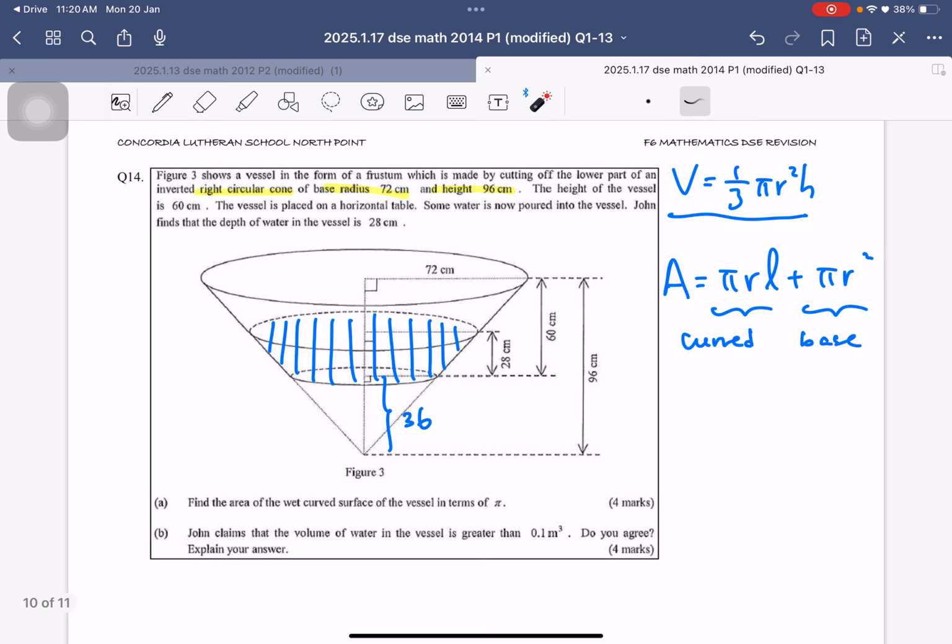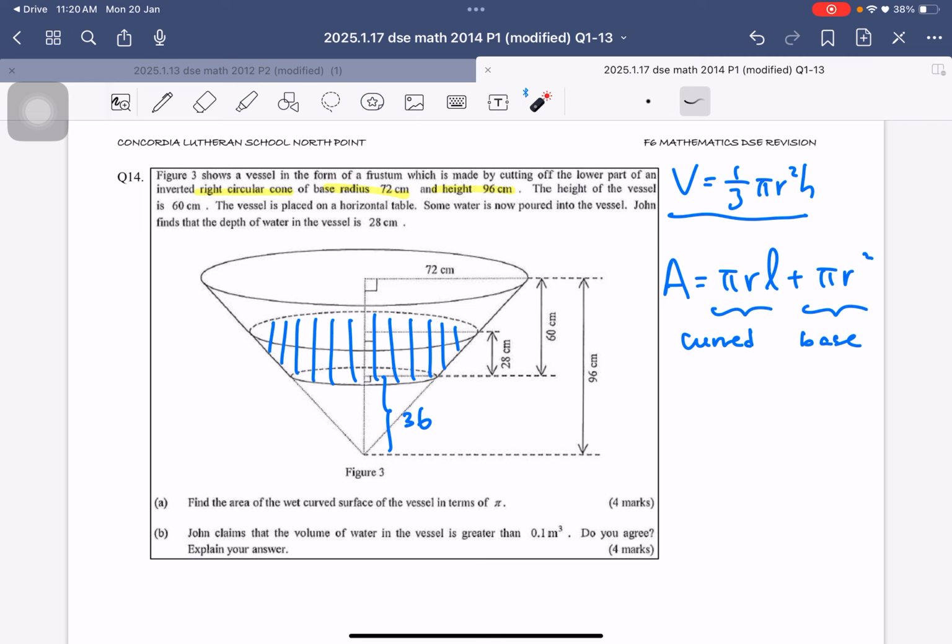Okay, let me do it one by one. For part A, you're going to find the wet curved surface area. Which part is curved? Let me finish. What you're going to find is just this part, the curved part. Do you need to add the base? The base is not going to count, isn't it?